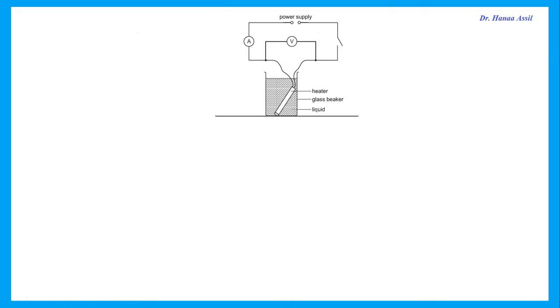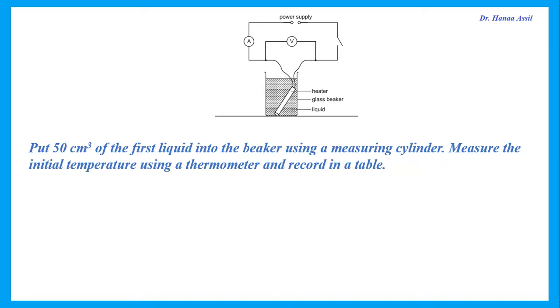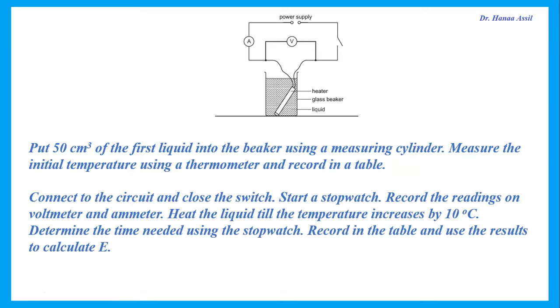We want to determine that different materials need different amounts of energy. So what we're going to do is we're going to put, for example, a specific amount of the first liquid. So 50 centimeter cubed of the first liquid into the beaker using a measuring cylinder. Measure the initial temperature using a thermometer. Record in a table. Then we're going to connect to the circuit, close the switch, start a stopwatch.